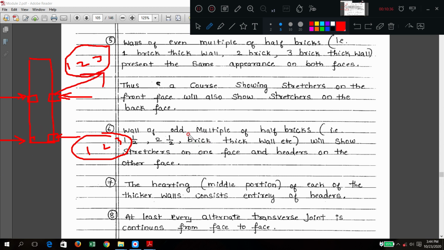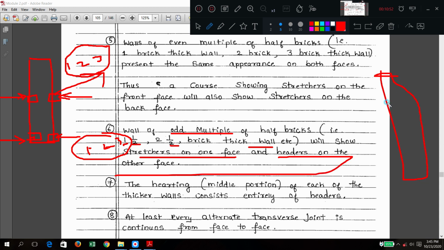Now for odd multiples, that is 1.5, 2.5, 3.5, how will it appear? They are telling that stretchers on one side will appear as headers on the other face. Exactly the opposite. If you are seeing from this side and there is a stretcher course at this location, if you see from that side, a header course will be there.